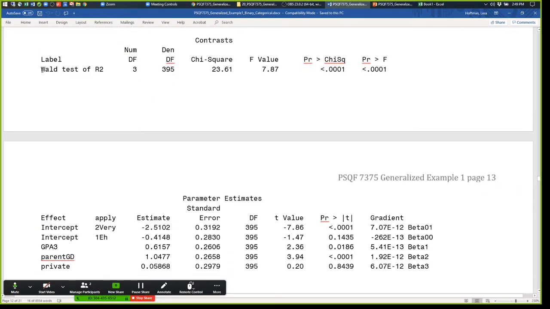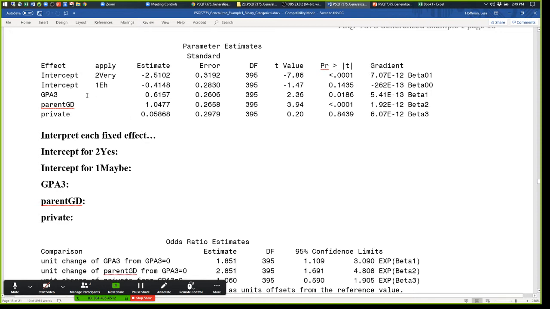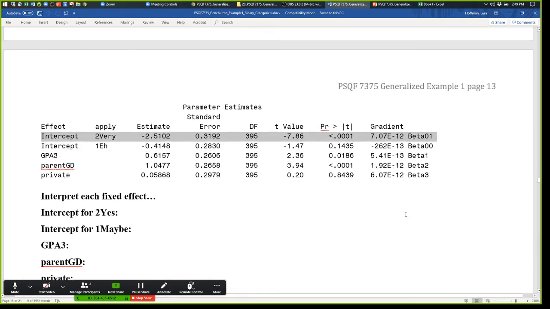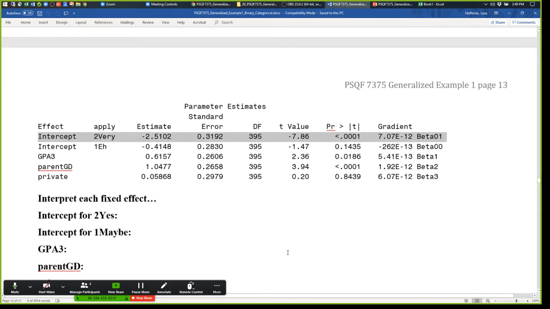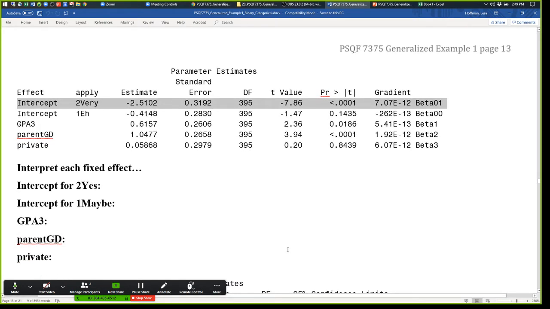So I have 3 predictors in my model. 3 slopes for 3 different predictors. That results in significant prediction. We can go through these. So this first one, that's the logit of answering yes instead of something else for somebody with a GPA of 3 whose parents don't have a graduate degree and they went to public school.